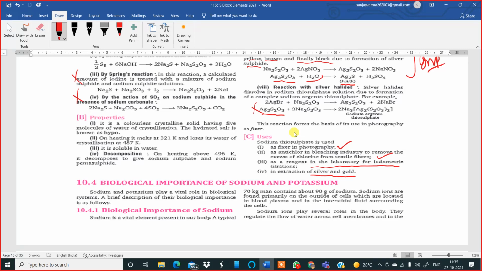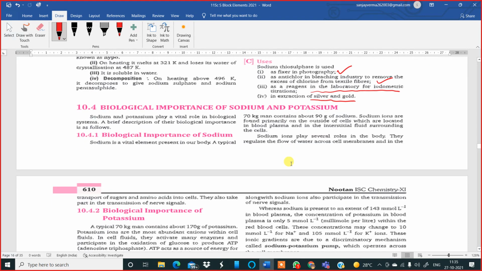Okay. Now before going to the compounds of group 2 elements, there are some important things over here to understand. That is called the biological importance of sodium and potassium in the biological system. Now we know sodium and potassium play a vital role in biological systems. A brief explanation is given over here.